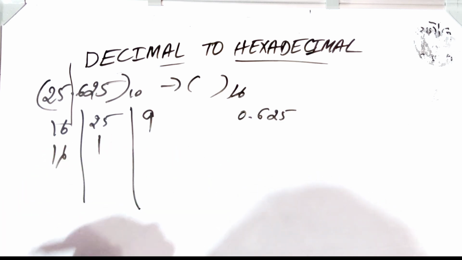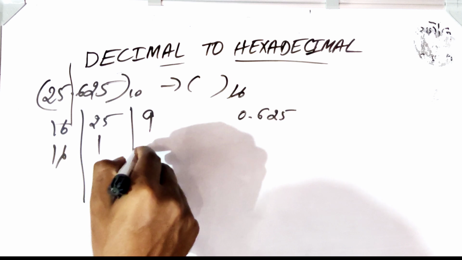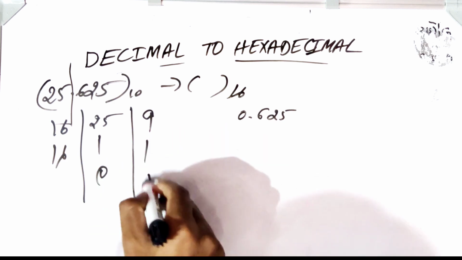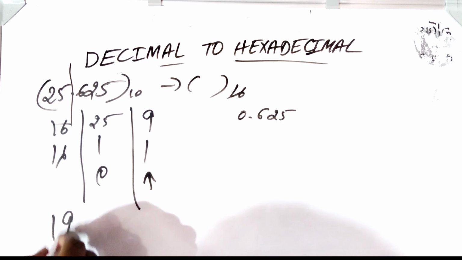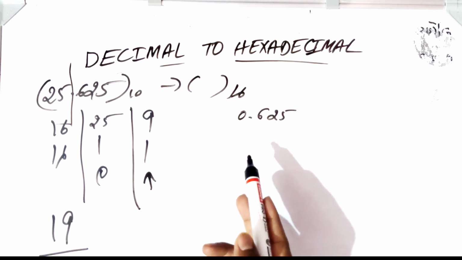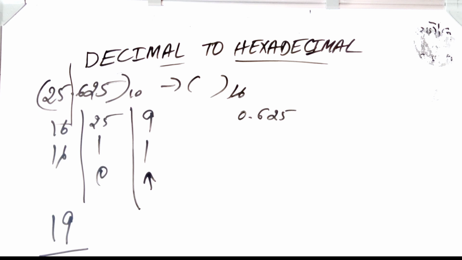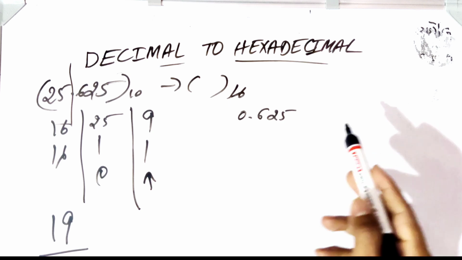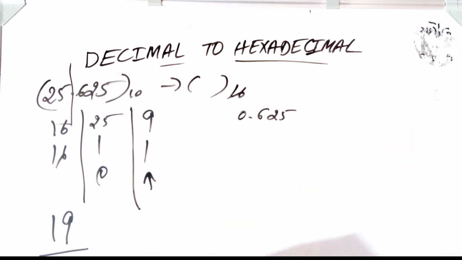So again divide by 16. It is not possible. Simply write the remainder as 1. This is the MSB. The value here is 19. So how to convert this 0.625 into hexadecimal? If you have watched the other conversion videos as well, you will get it.